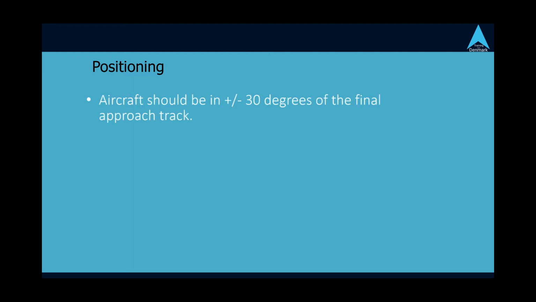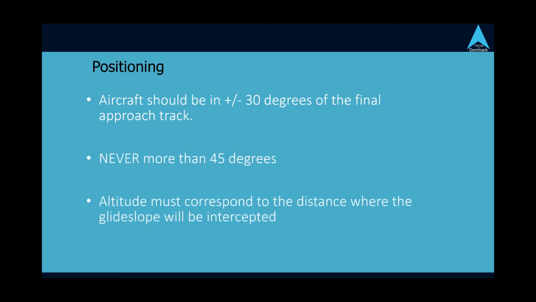Aircraft should be plus or minus 30 degrees of the final approach track, never more than 45 degrees. And the altitude must correspond to the distance where the glide path will be intercepted. This should not be news to you. This should have been covered well in the basic procedure separation video.